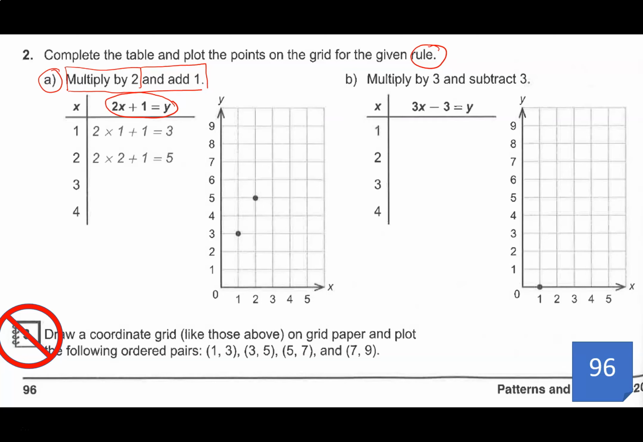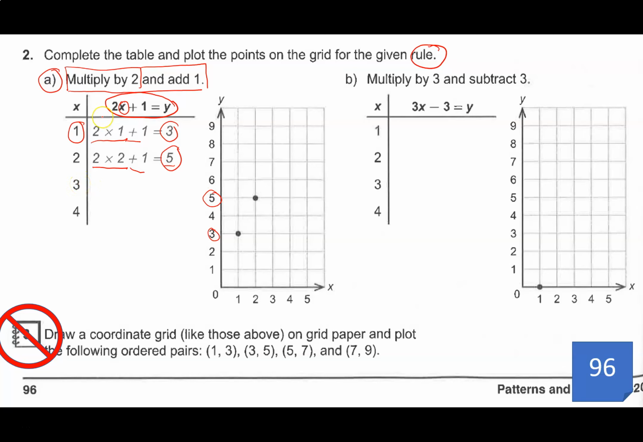So you can see when x equals 1, they have replaced the x in our equation with 1. 2 times 1 plus 1 equals 3. Remember our order of operations, we multiply first and then we add. When x equals 2, 2 times 2 is 4, plus 1 is 5. So our y values are 3 and 5, and both of those have been plotted on the graph. When x equals 1, y is 3. When x equals 2, y is 5.